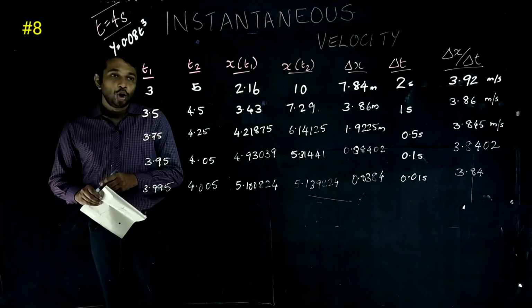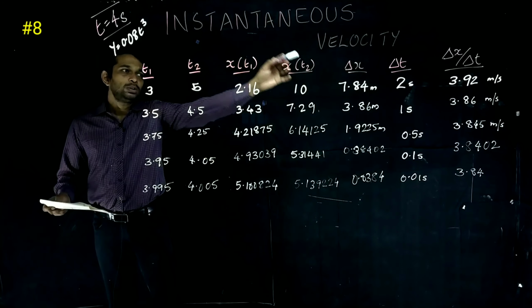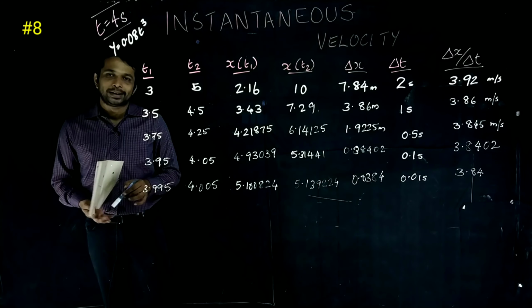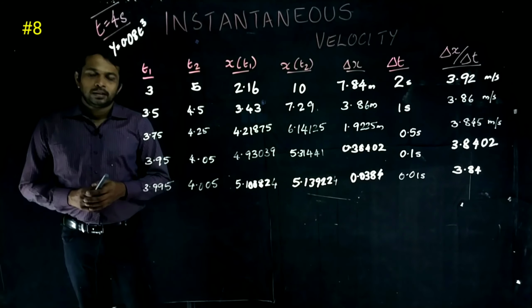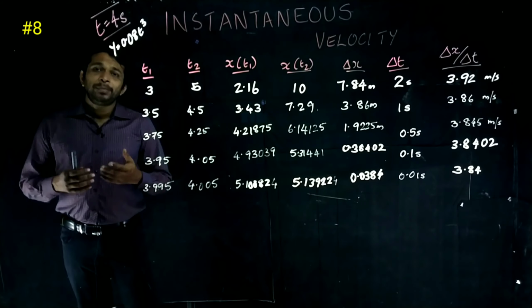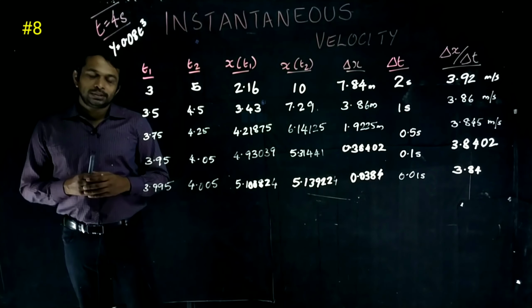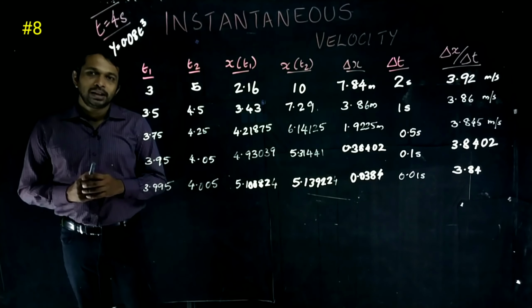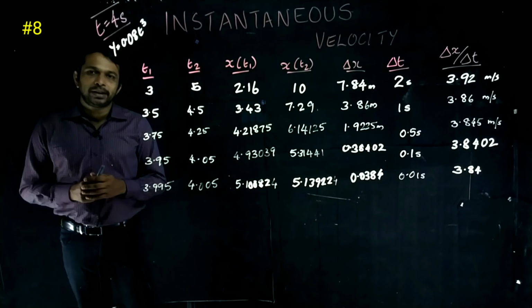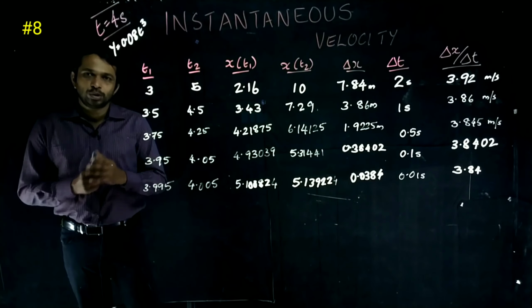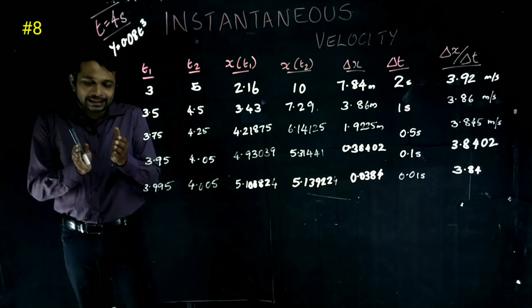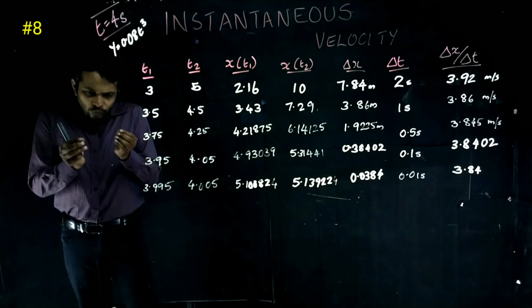Okay, so hope you have understood how this table has been made. The same table is there in your textbook also. See, we have been asked to find out the velocity at exactly 4 seconds. But what is velocity? It is the distance traveled divided by the time taken. So there must be a small range of time, right? But to calculate the instantaneous velocity, we are taking that time very small.